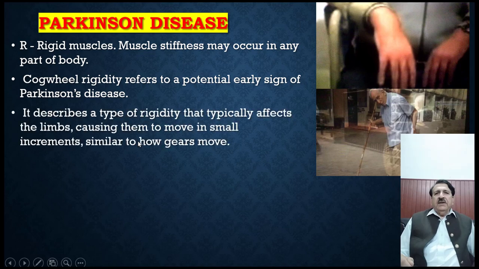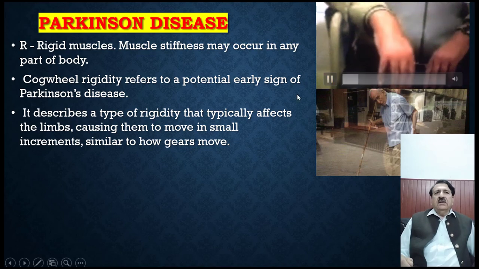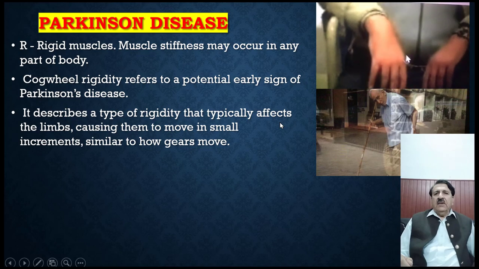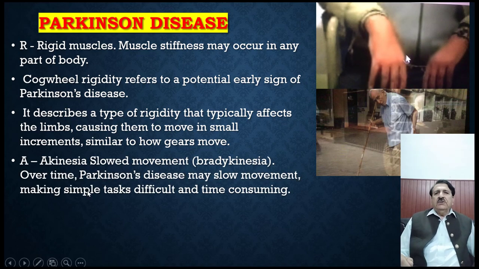It describes a type of rigidity that typically affects the limb, causing them to move in small increments similar to how gears move. Here is the cogwheel movement. You can see this occurs in Parkinson. Akinesia, slow movement or bradykinesia. Over time, Parkinson's disease may slow movement, making simple tasks difficult and time-consuming.